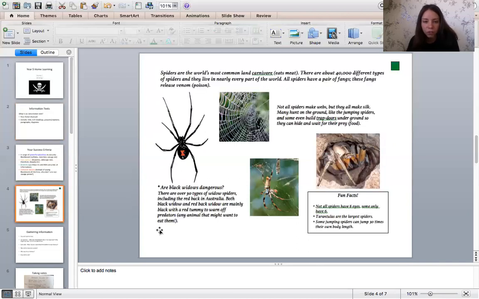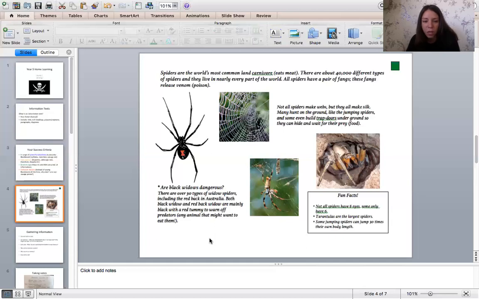Are black widows dangerous? I know already, because of that subheading, that this part of the text is going to be telling me whether black widows are dangerous or not. That is the power of a subheading. It's going to tell me straight away what the paragraph is about. I'm not going to have to read it all like I had to do with this one, because this one tells me straight away what this part of the text is going to be about.